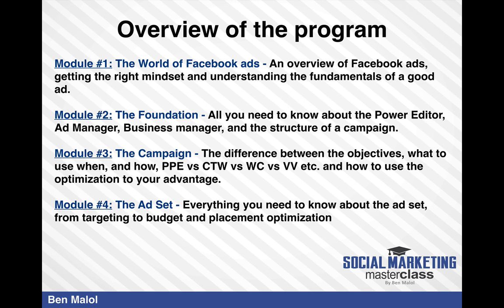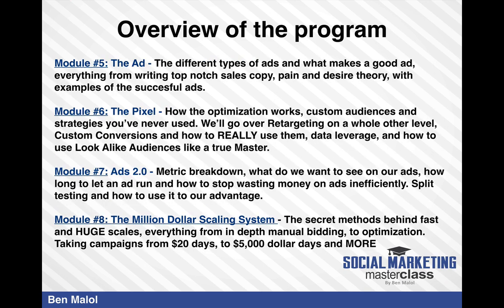Module number 3 is the campaign, the difference between the objectives, what to use, when and how. A PPE versus a clicks to website versus a website conversion versus a video views. Okay, if you don't know what any of these weird terms mean, it means that you need to take the course, because this is something that you really need to know about Facebook ads and how you're going to use them to optimize to your advantage. Module 4 is the ad set, everything you need to know about the ad set, from targeting to budget and placement optimization, really leveraging the ad set to reach insane numbers and insane optimization.